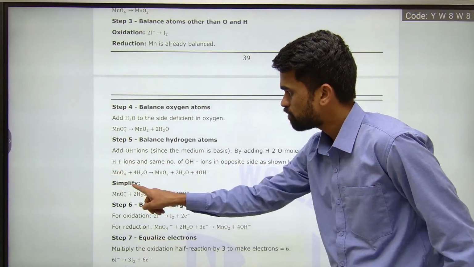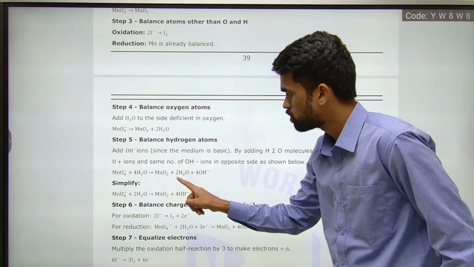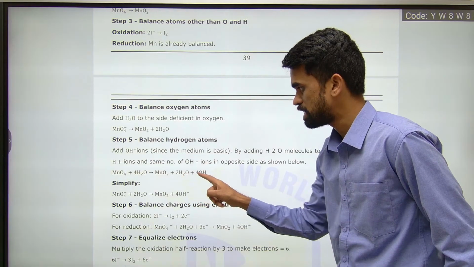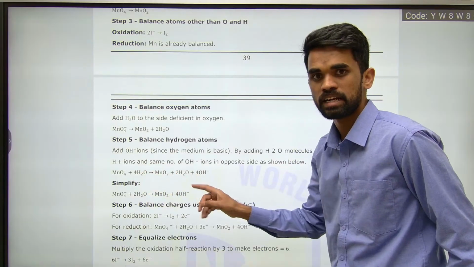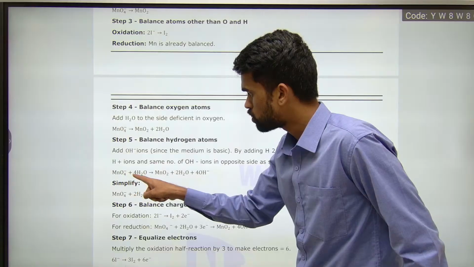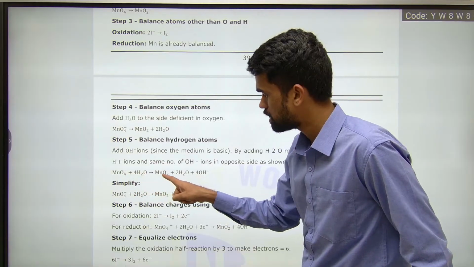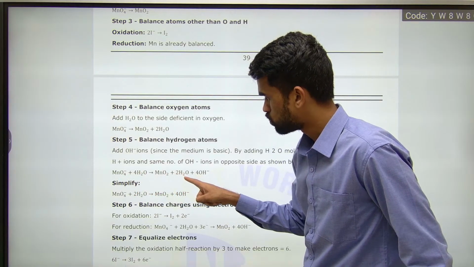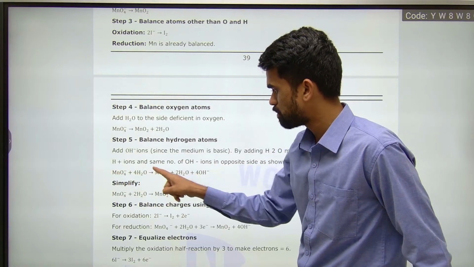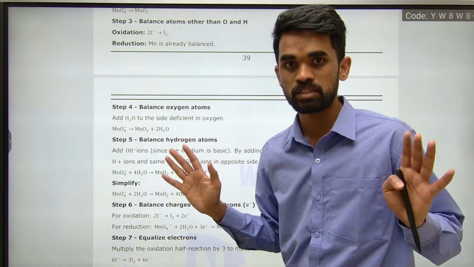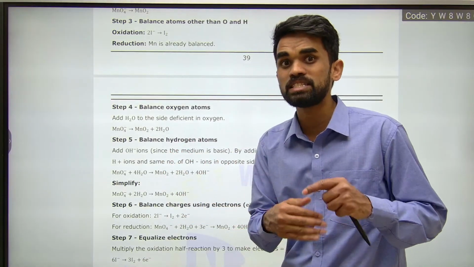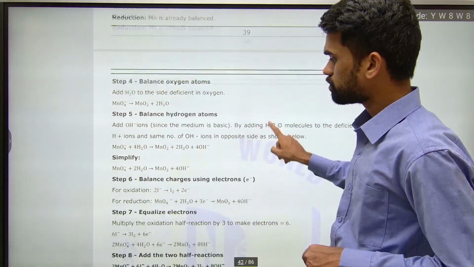See, 4 plus 4 hydrogens is 8 on this side, and on this side 8. So hydrogens are also balanced. Now check oxygens: 4 plus 4, 8 oxygens here, and here also 2 plus 2, 4 plus 4, 8. Oxygens are balanced, manganese too. Yes, everything is balanced. Now all the atoms are balanced. What next? Charges.